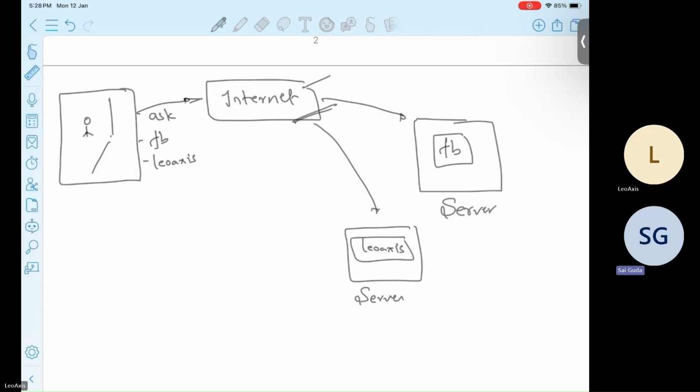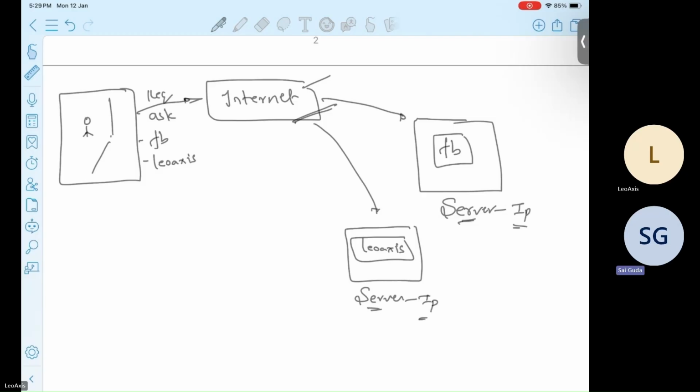Now, this internet, in order to reach our request to these respective servers, which have a unique IP address, which is a unique address. Just like I have my own identity, my name, my address, my location, I have my own identity. Even you have your own identity.